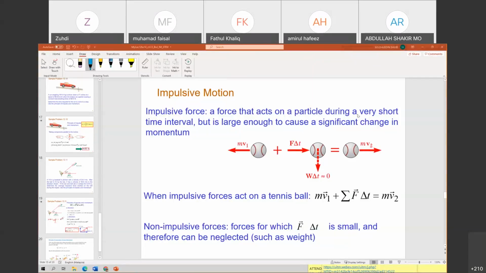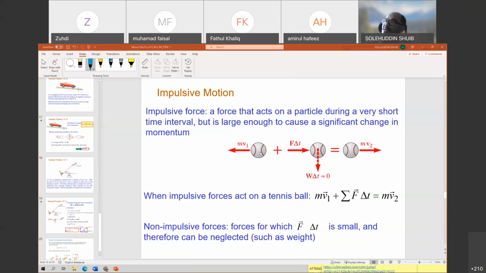Welcome back. We are going to continue this topic by talking about impulsive motion. If you look at this figure, few of you maybe play cricket, baseball, softball, hockey, or tennis. Those games are very much related. We have what we call impulsive motion.